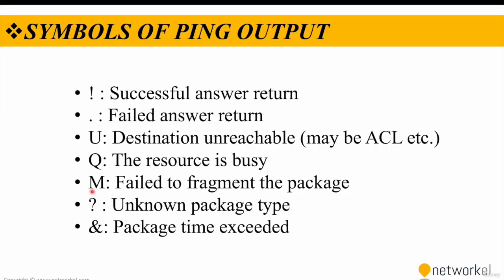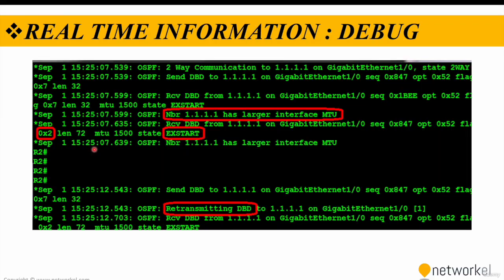If you see M, it means failed to fragment the packet. A question mark means unknown packet type, and this means packet time exceeded. Okay, so most of the time you will either see an exclamation mark or a dot, and in very rare cases you will see the U symbol.